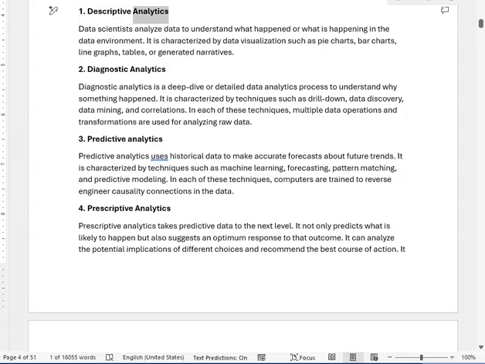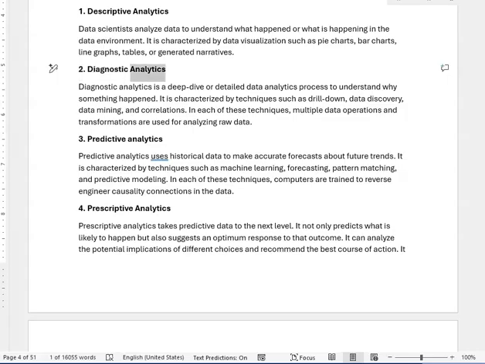1. Descriptive analytics. Data scientists analyze data to understand what happened or what is happening in the data environment. It is characterized by data visualization such as pie charts, bar charts, line graphs, tables, or generated narratives.